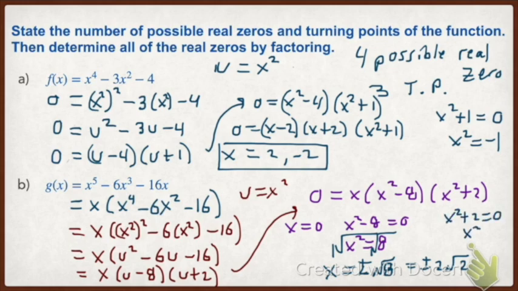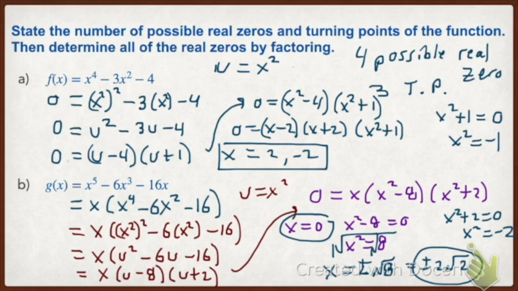You're going to get x squared equals negative 2. And we can't take the square root of negative 2 in the real number system. So our zeros are x equals 0 and plus or minus 2 square roots of 2. We have 3 real zeros.